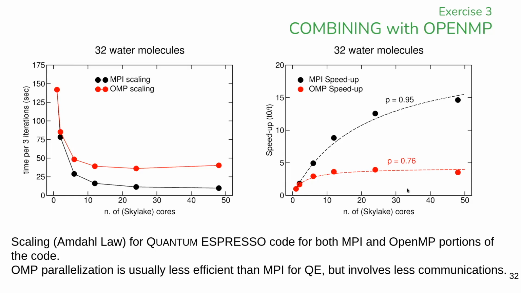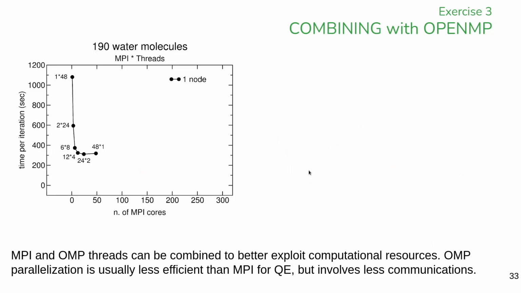You can say that because OpenMP involves less communication. And we saw before that the communication can be a bottleneck for our calculation. So maybe we can use a combination of MPI and OpenMP, and not only MPI or only OpenMP threads. Now I show you a scaling of a combination of MPI and OpenMP.